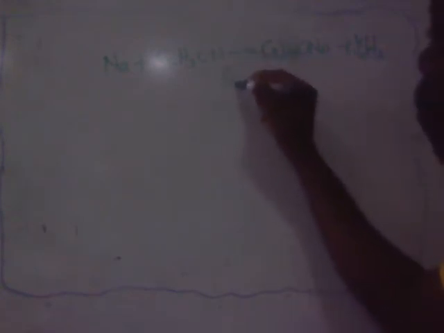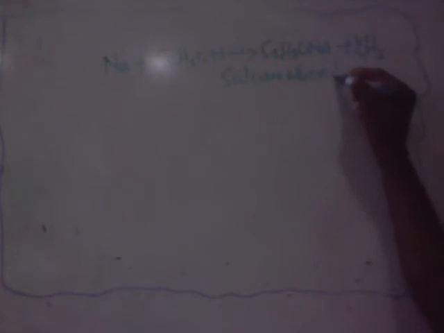So the product is what? Sodium ethoxide. So C2H5ONa is called sodium ethoxide, with the liberation of what? Hydrogen gas. That was number 51.